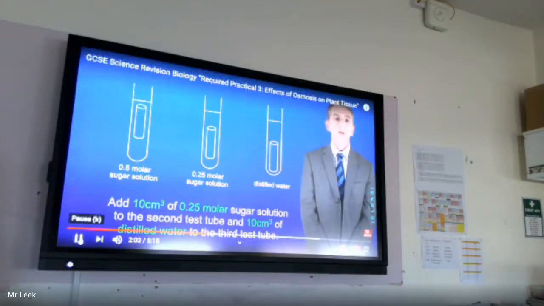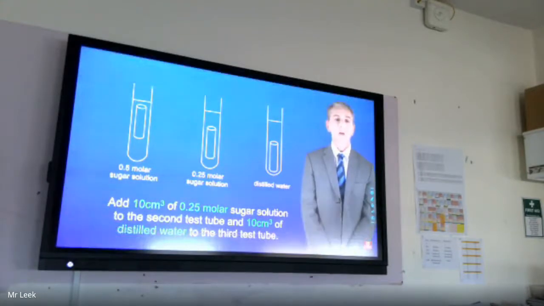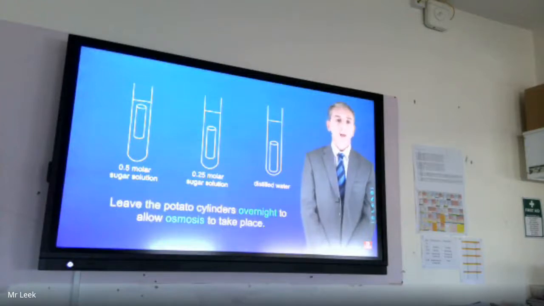The reason that we use distilled water rather than tap water is because distilled water contains no dissolved substances, and they can affect the rate of osmosis. We now leave the potato cylinders overnight to allow osmosis to take place.